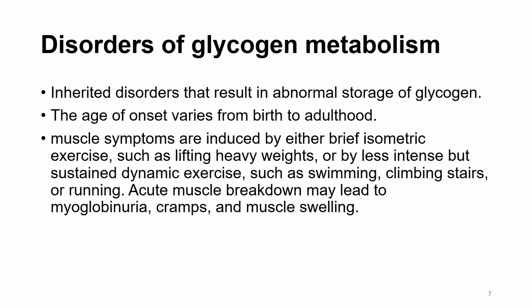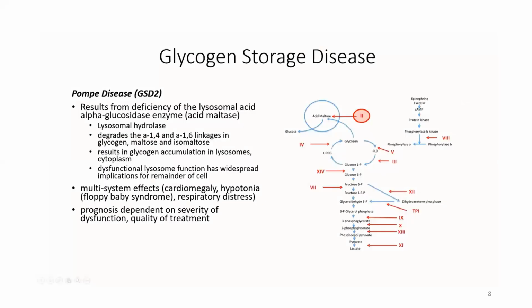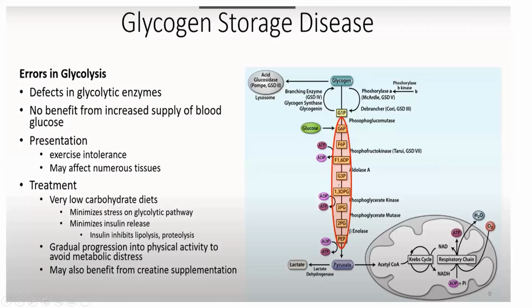Glycogen storage disease results from deficiency of any of 3 pathways. As we said, errors in glycolysis or the debranching enzyme, errors in the glycogen synthesis or the glycolytic pathway. Here, or here.